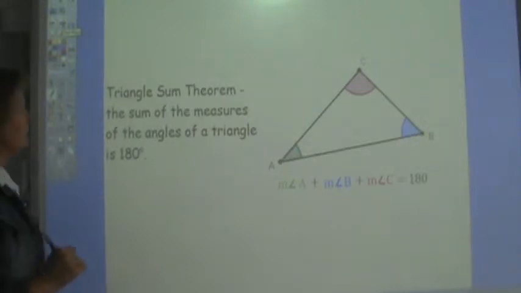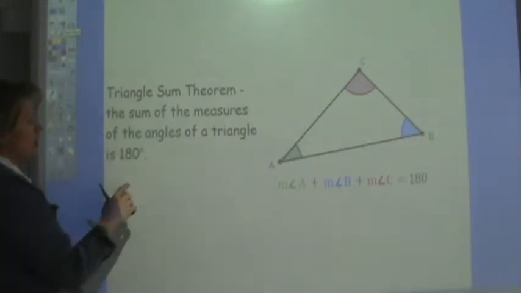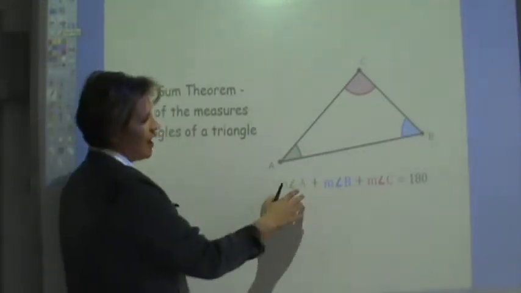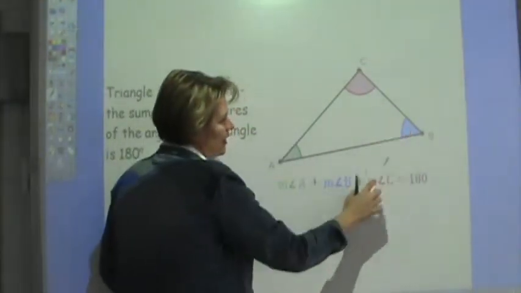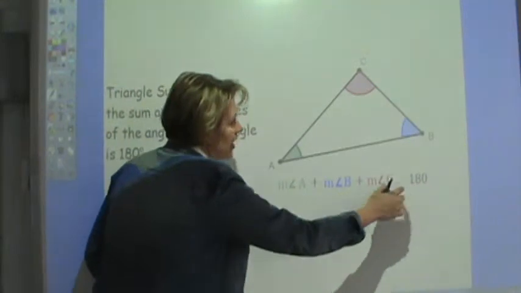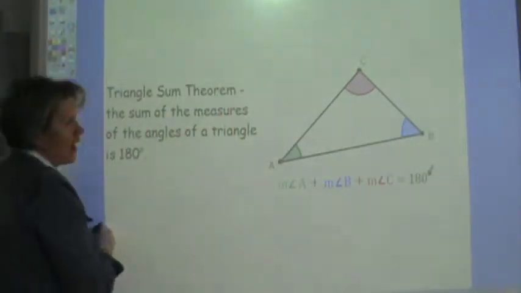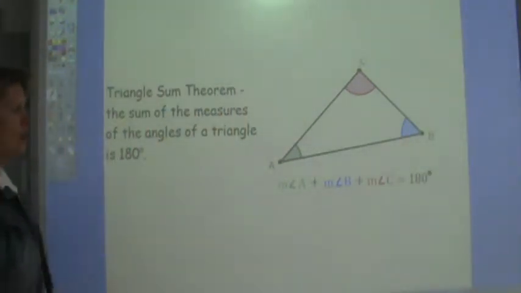Triangle sum theorem. The sum of the measures of the angles of a triangle is 180 degrees. So here this is color-coded. It's saying the measure of angle A plus the measure of angle B plus the measure of angle C is 180 degrees. No matter what, it always adds up to 180 degrees.